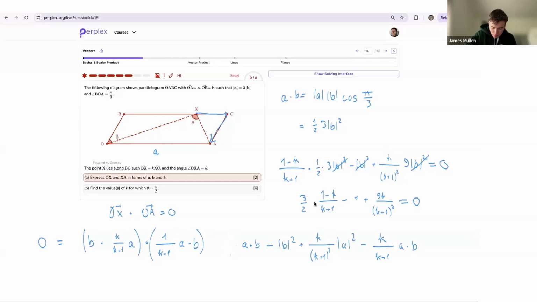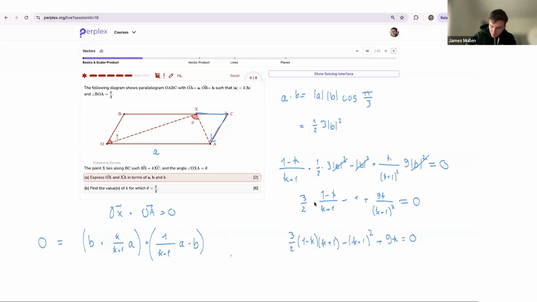What I'm going to do is make some room here, and we're going to continue below. Because I have one term which is a fraction with a denominator of K plus 1, and another with a denominator of K plus 1 squared, I'm going to multiply everything through by K plus 1 squared. And what am I going to get? I'm going to get 3 over 2, 1 minus K times K plus 1, because I did K plus 1 squared over K plus 1. And then I'm going to do minus K plus 1 squared. And then this is just going to be plus 9K. And it's still all equal to 0.